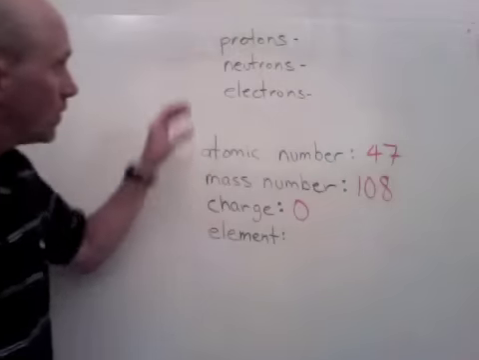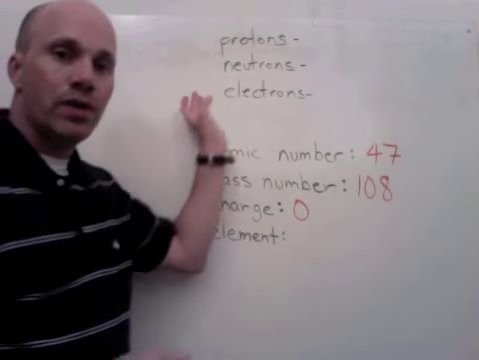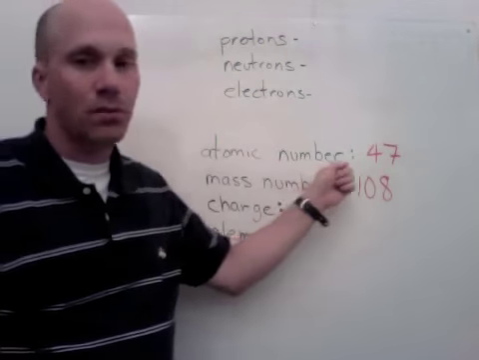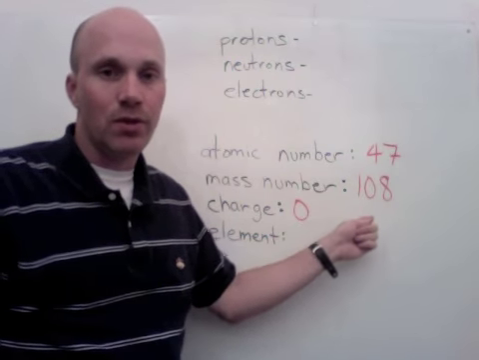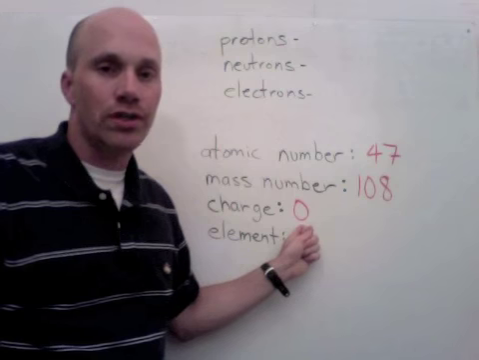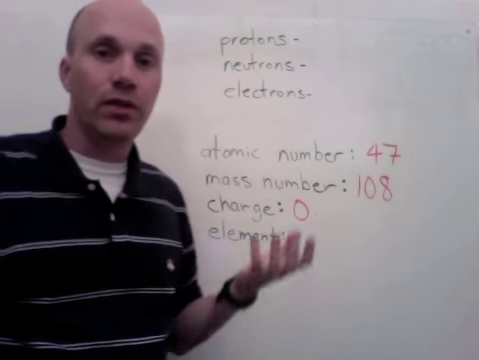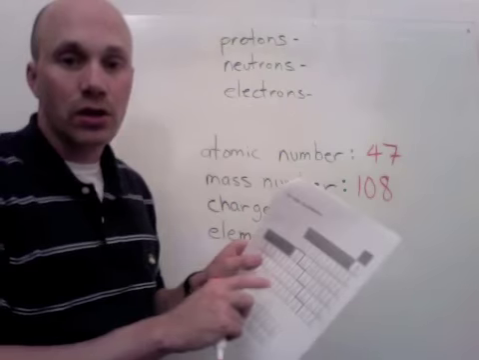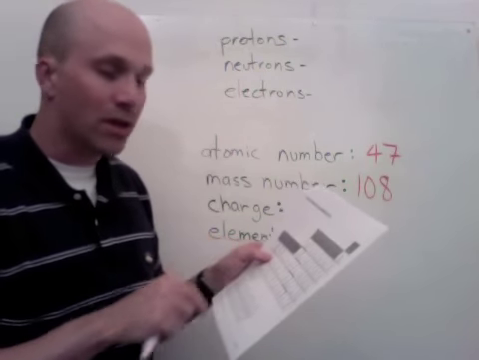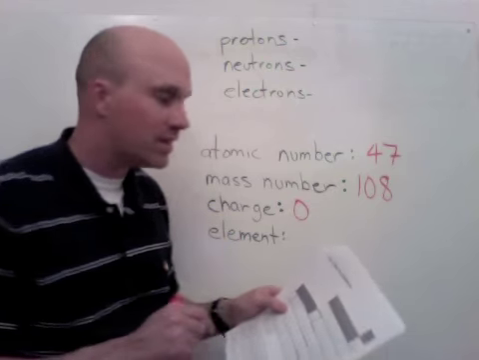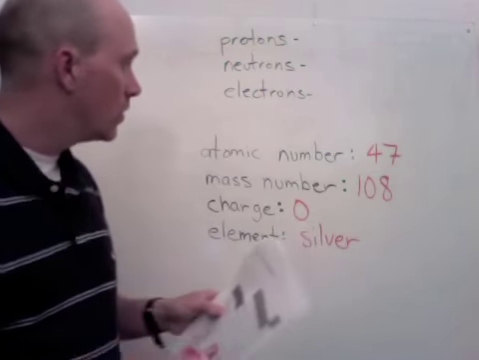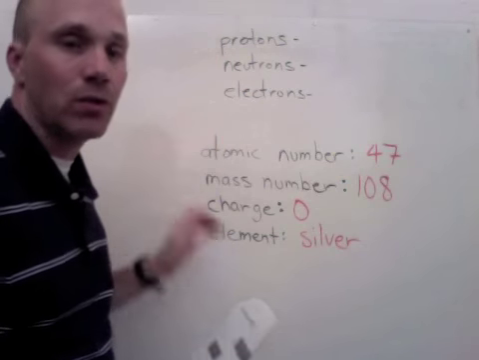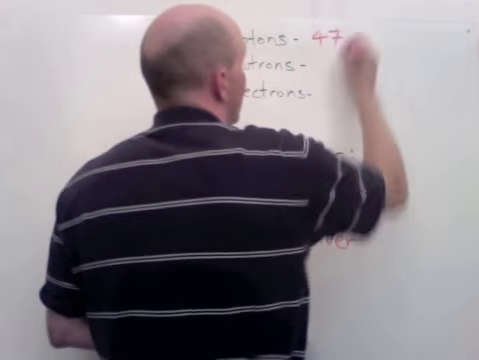Okay, so if you can go in one direction, you should be able to go in the other direction. So let's try this example right here. We've got an atom whose atomic number is 47. Its mass number is 108. Its charge is 0. Okay, we should be able to fill in the rest of the information here. So, what element is this? Take a look at the periodic table, find the one whose atomic number is 47. You would see that that's silver. Okay, so how do we figure out how many protons there are? It's going to be the same as the atomic number. So that's going to be 47.